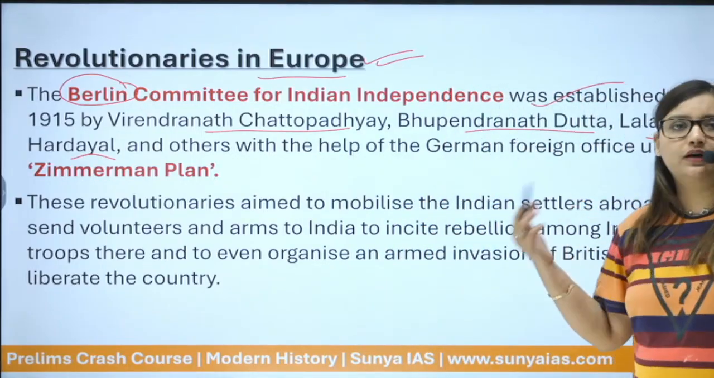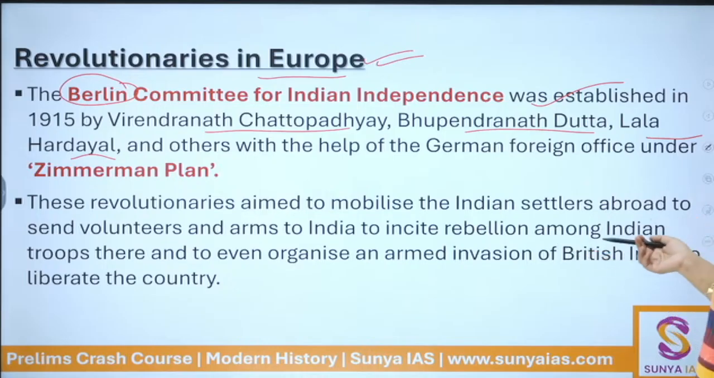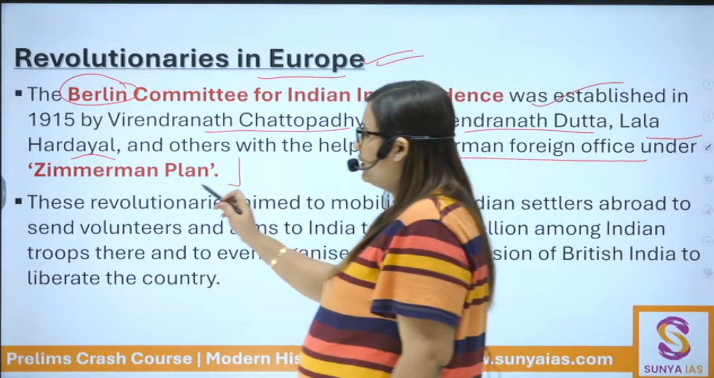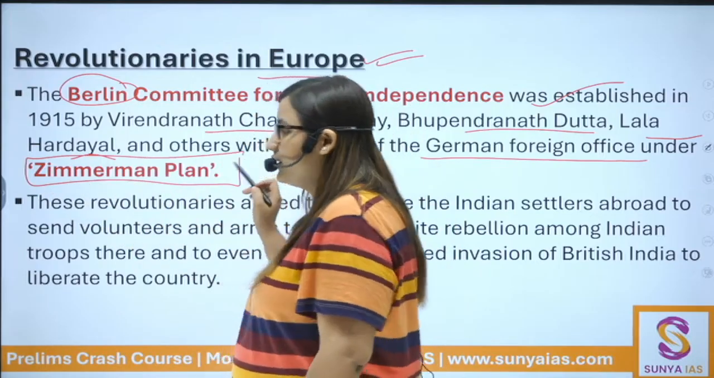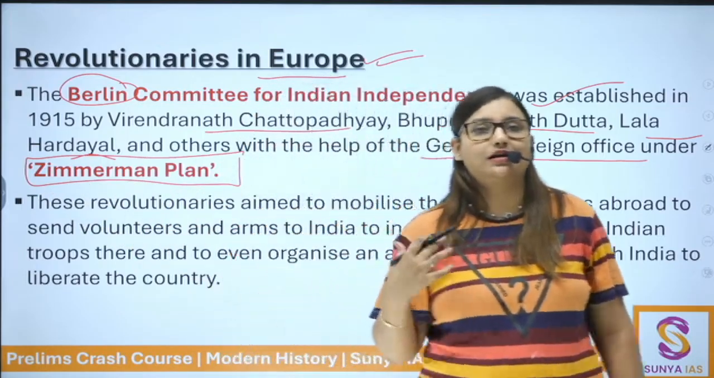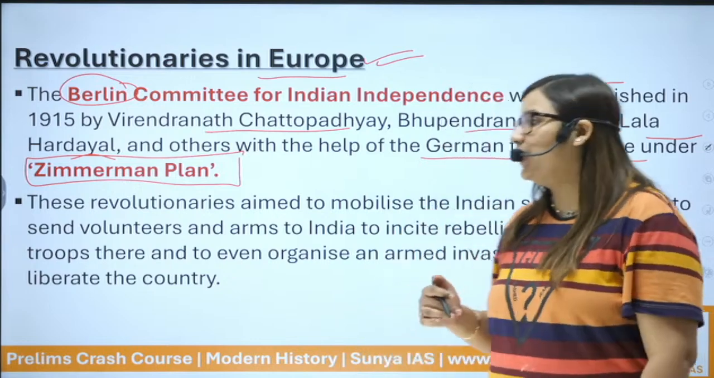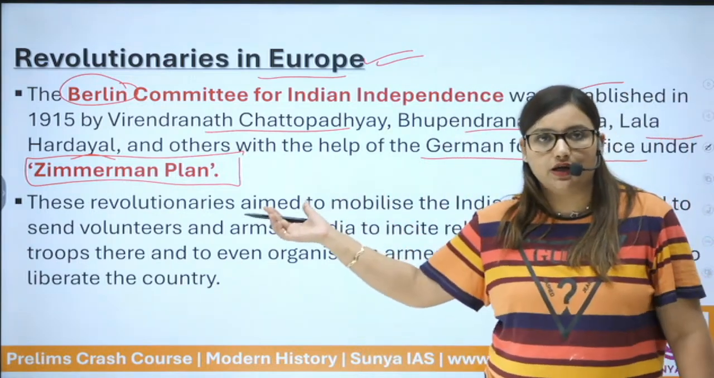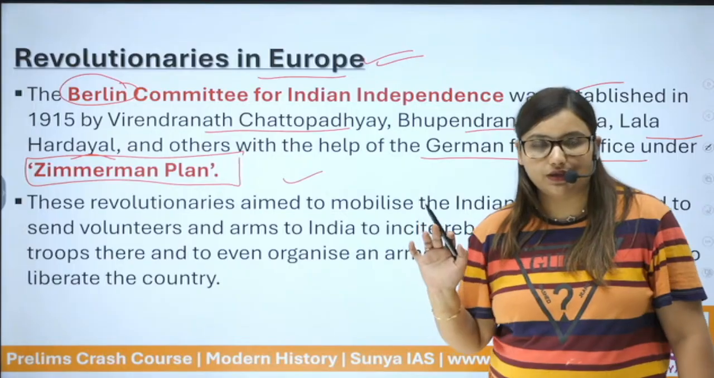Other leaders were also there, and they worked with the help of the German Foreign Office under the Zimmermann Plan, which I told you about, in which revolutionaries were planning to get some German arms and guns to start a revolt in India. But Bagha Jatin was shot dead. If you remember, I told you this, right?